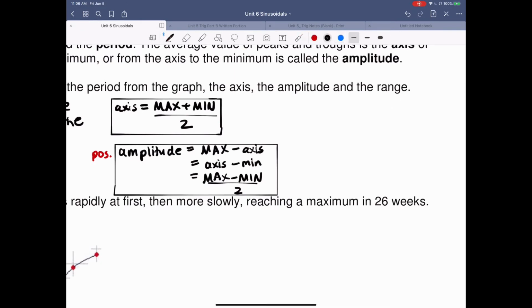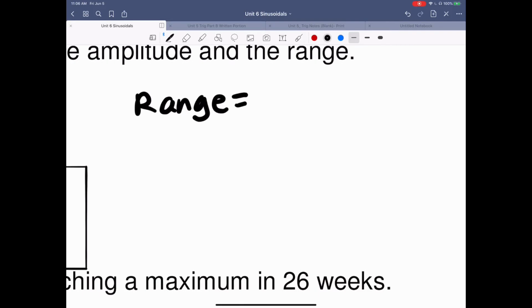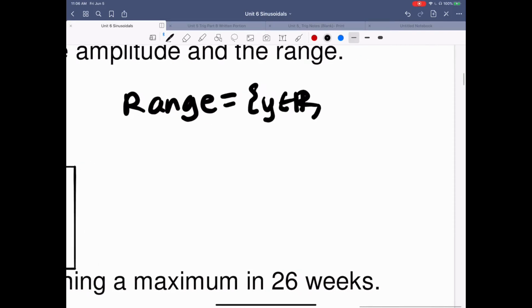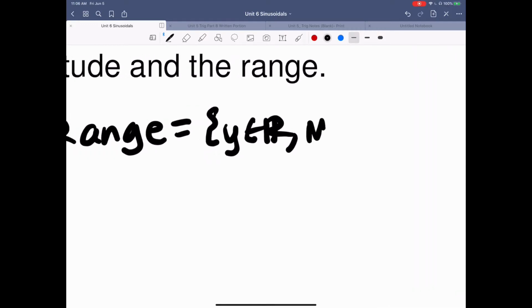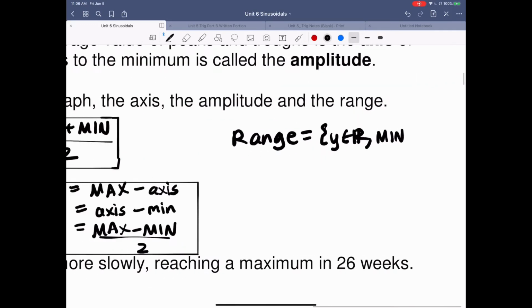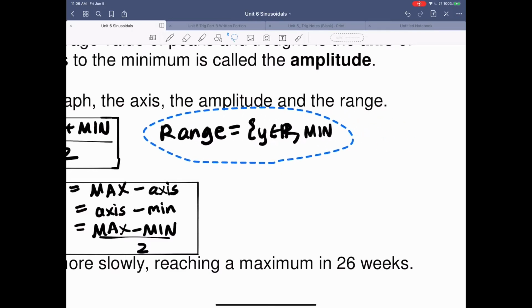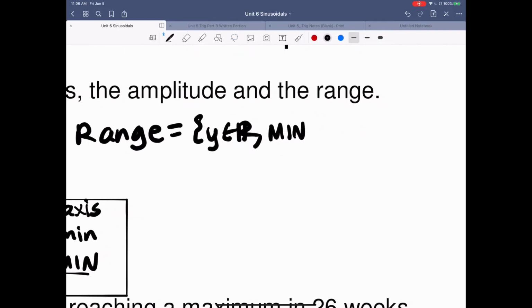Lastly, we have the range. So the range is going to be, well, where does my y exist? So it's going to be y is an element of the reals. The lowest value that I have is going to be my minimum y value, and it's going to include that value, and y is going to be a bit bigger than that, and it's going to be a little less than the max.